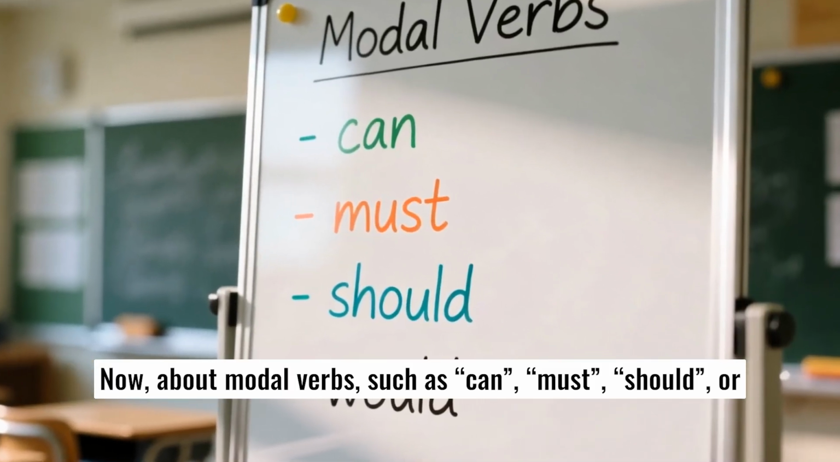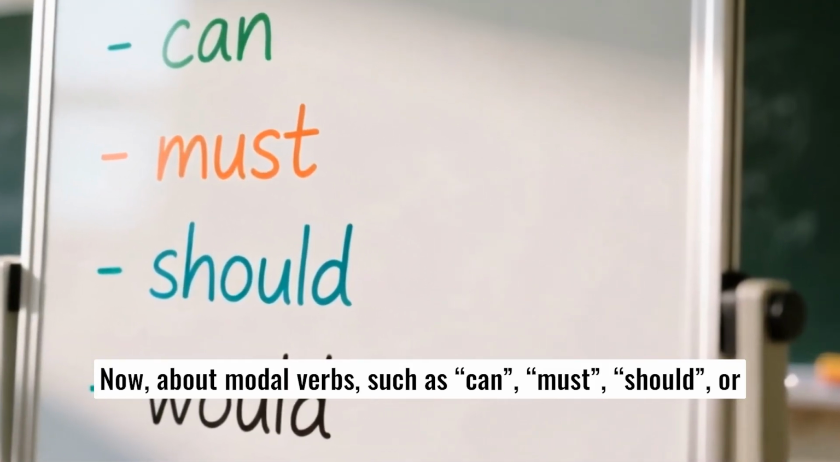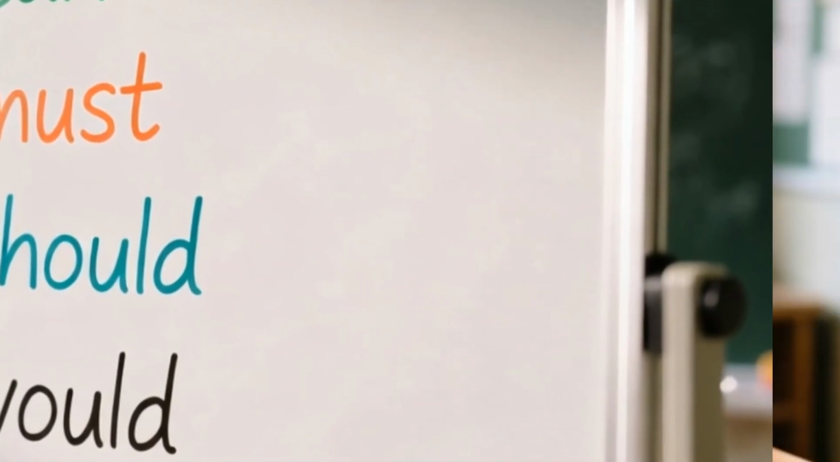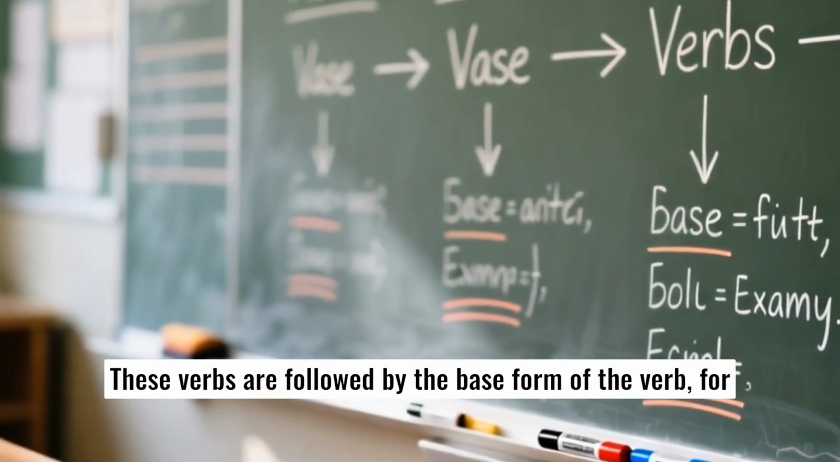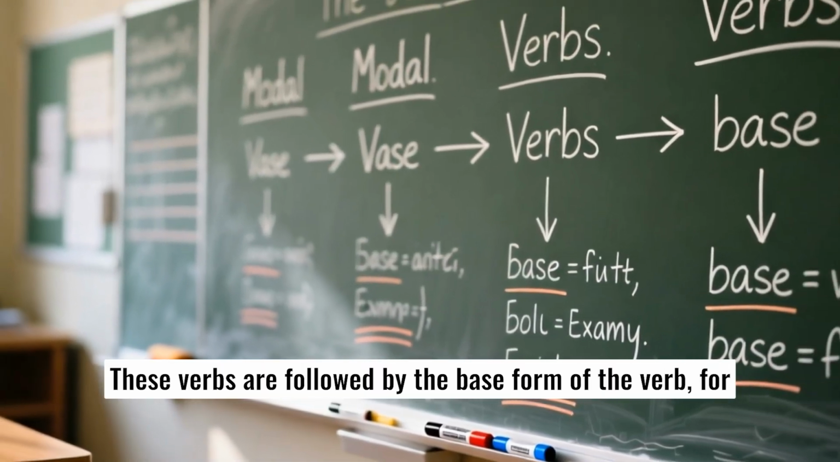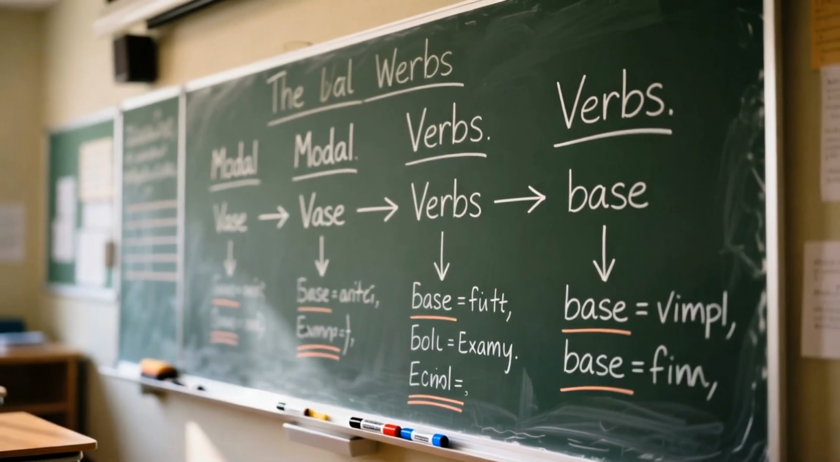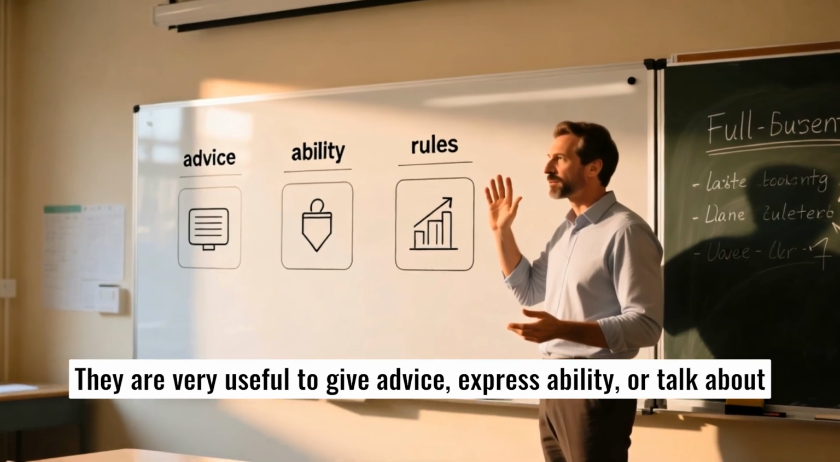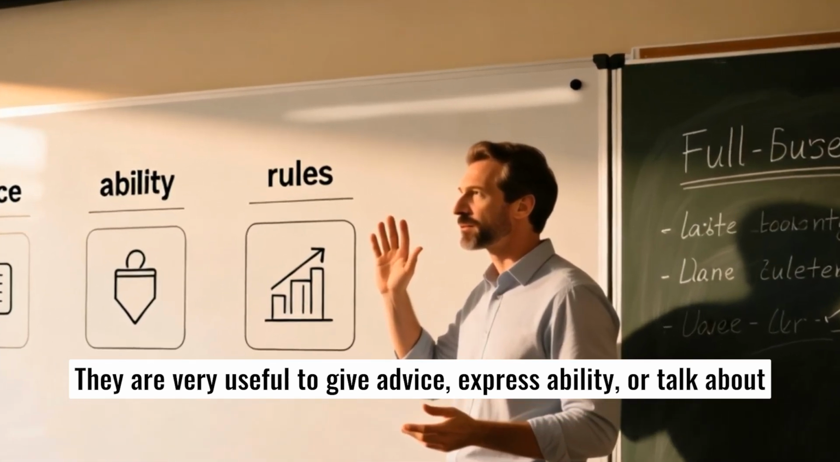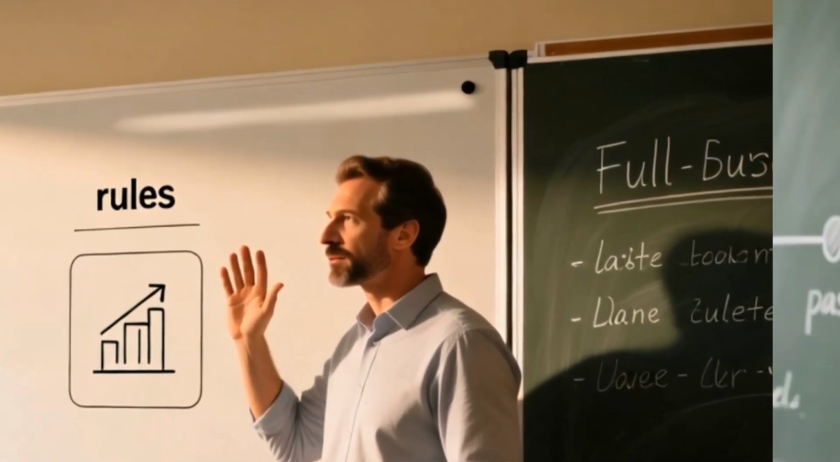Now about modal verbs, such as can, must, should, or would. These verbs are followed by the base form of the verb. For example, you should study more, or I can swim. They are very useful to give advice, express ability, or talk about rules.